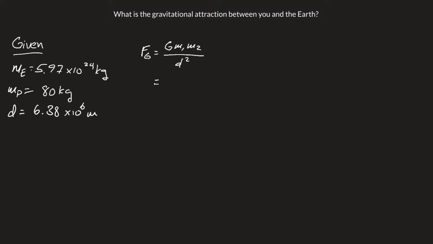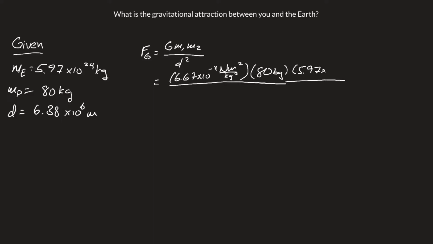So of course we know our constant for G, 6.67 times 10 to the negative 11. And just to remember, this is in newtons meters squared per kilogram squared. We'll say the first mass is the mass of the person, 80 kilograms. Second mass is the mass of the Earth, 5.97 times 10 to the 24 kilograms. And our distance from the center of the Earth to the person, 6.38 times 10 to the 6 meters, and that is squared.